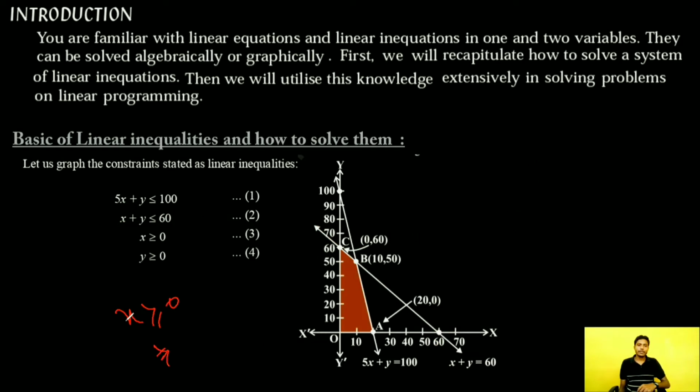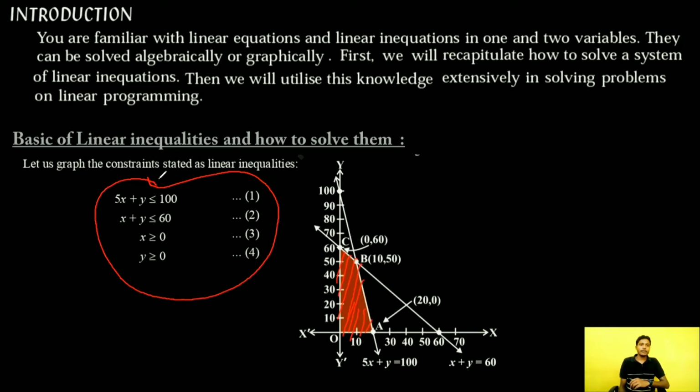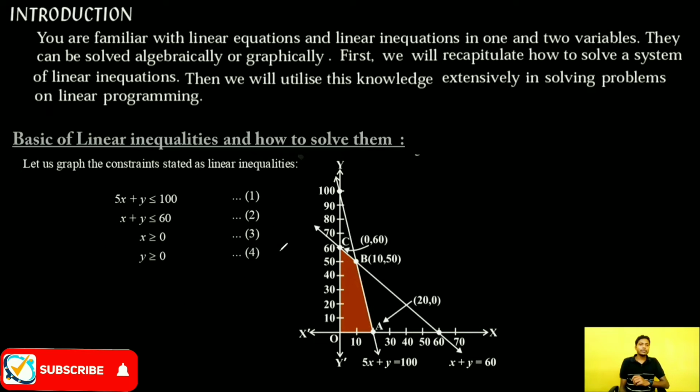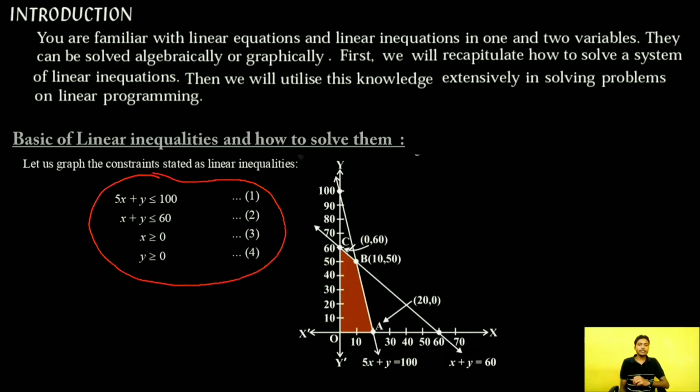Similar logic now for x greater than or equal to 0, that means x is either 0 or x greater than 0. Okay. Now for y greater than or equal to 0, obviously that means either y is equal to 0 or y is greater than 0. So our solution of this system of linear inequations will be this common zone.